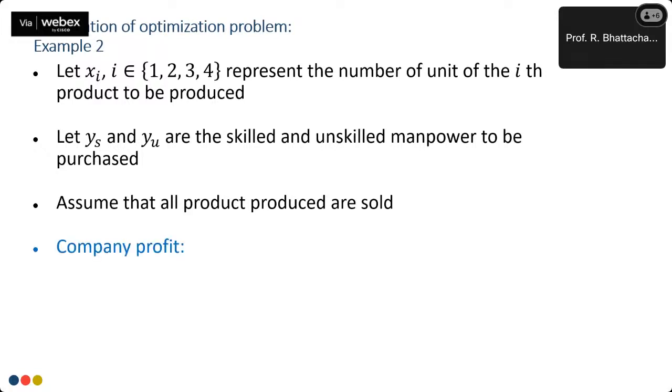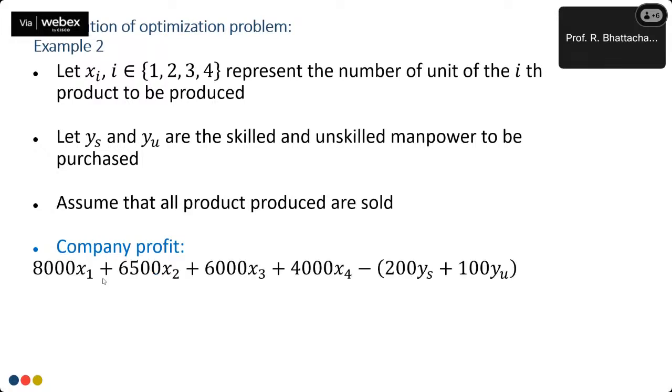To simplify the problem, the company cost will be 8,000. Company profit will be 8,000 x1 sold, 6,500 into x2, 6,000 into x3, and 4,000 into x4. So these figures give the selling price minus 200 ys that we have actually bought, and 100 yu. So these numbers x1, x2, x3, x4 are unknown to us.